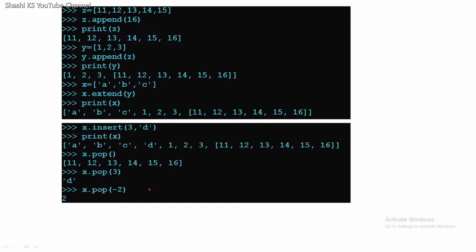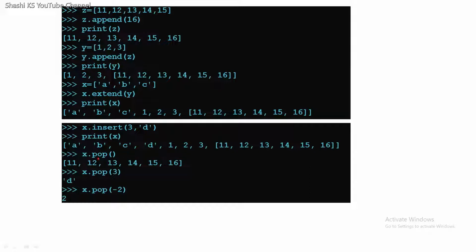Next, I use the insert method. I have to specify the position followed by the element. I insert the element D into the list X. X contains A, B, and C, so I say at position 3, insert the element D. So 0, 1, 2, and at position 3, D will be inserted. So I get A, B, C, and D. This is the current content of list X. In this list, D has been inserted and it now appears like this.